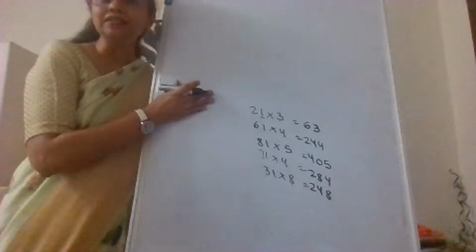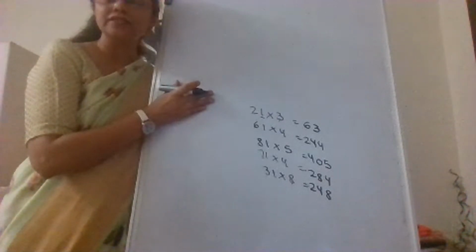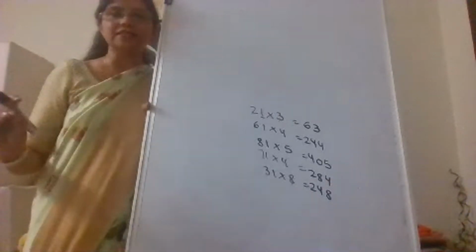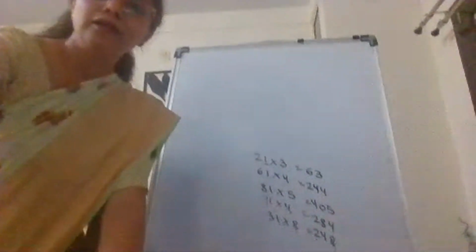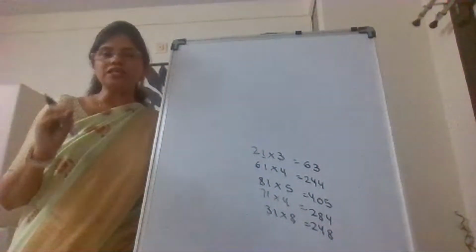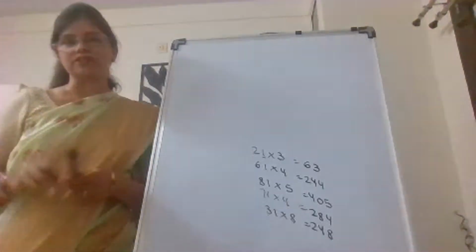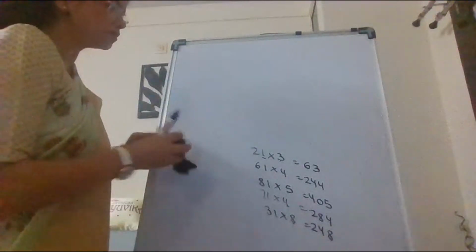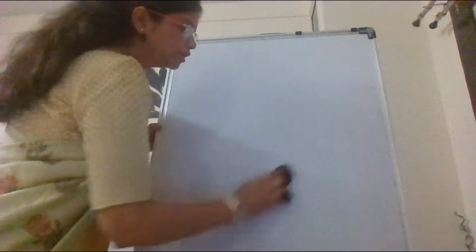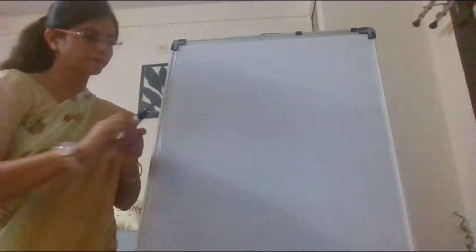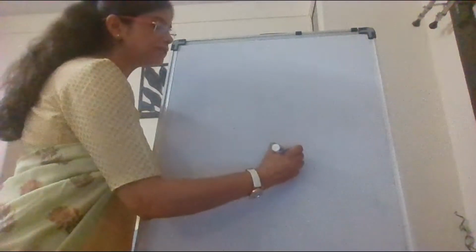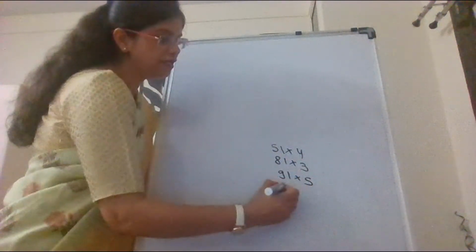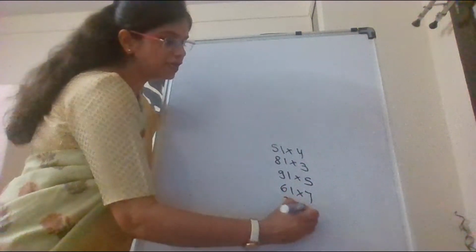So very easy to learn. Not at all complicated. The thing is that you should know tables till 9. Nothing else. Nothing else is important. Just learning tables till 9 is important. Okay. Now let me give you some more questions so that you know the trick very well. So 51 times 4, 81 times 3, 91 times 5, 61 times 7, 31 times 9.